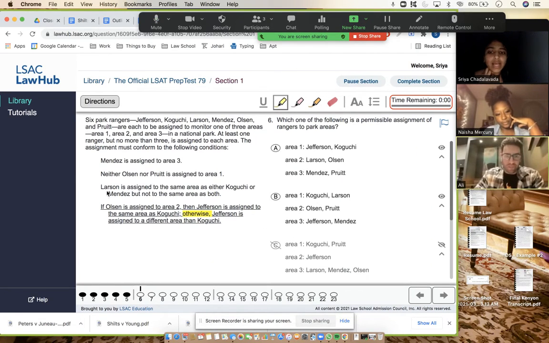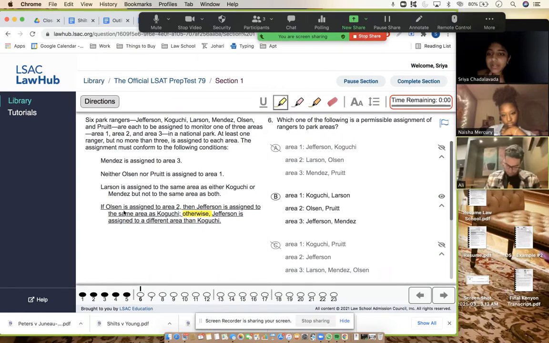Right. L is assigned to the same area as either K or M, but not both, right? So it's either LK or LM. So LK, LM, wait. These are all 3 different, right? LK, M, 3 different rows. That doesn't work. Okay, and then last rule.